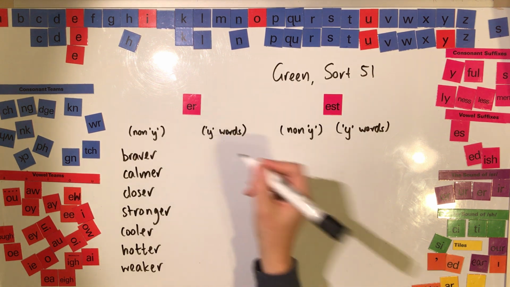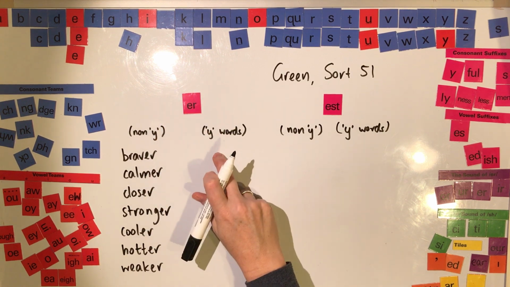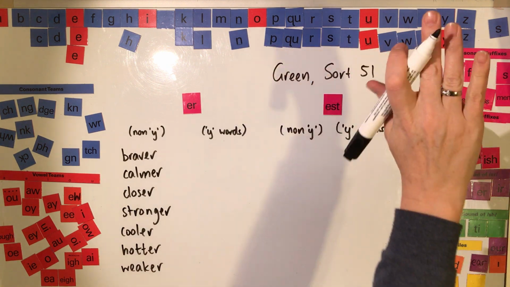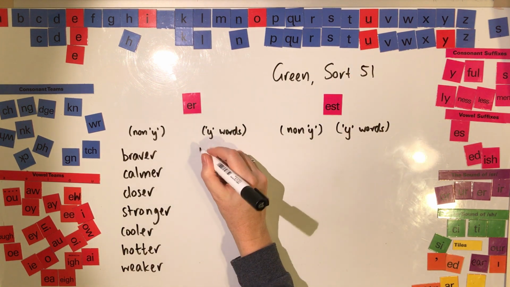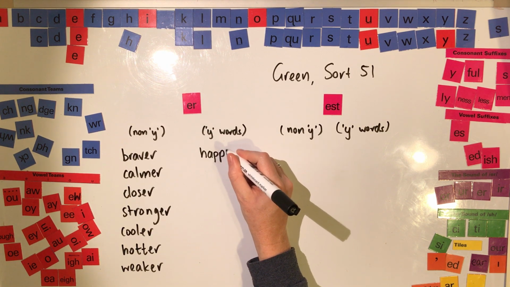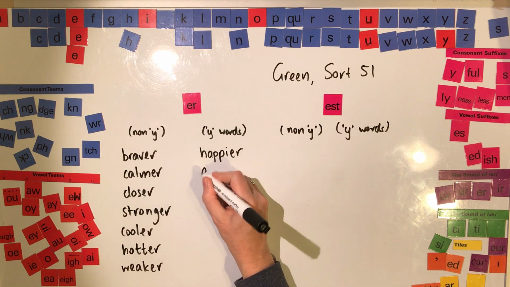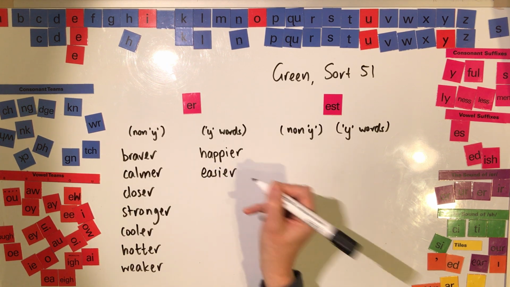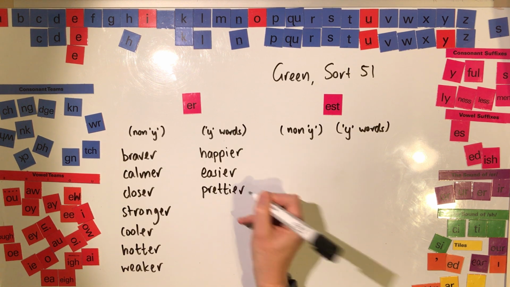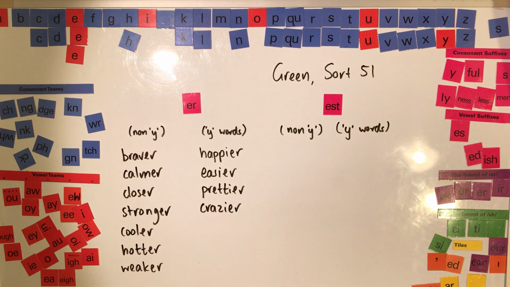Perfect. Okay. Now we've got adding ER when we've got a Y. So in all of them, we've gone through it quite thoroughly. Basically, the Y goes away and the I comes back. So the base word is happy, but the Y goes away and the I comes back because I'm adding this ER ending. Happier, easier, prettier, crazier.